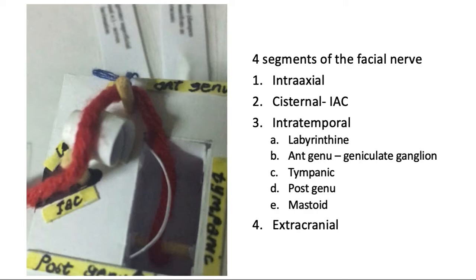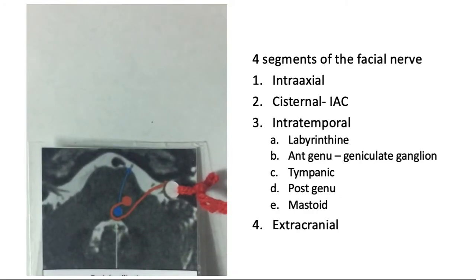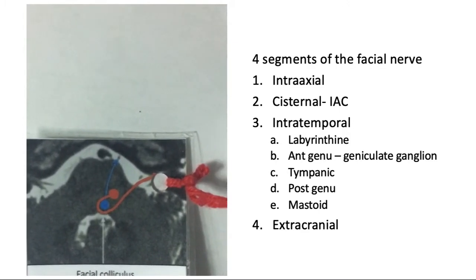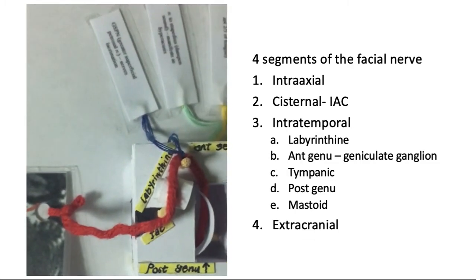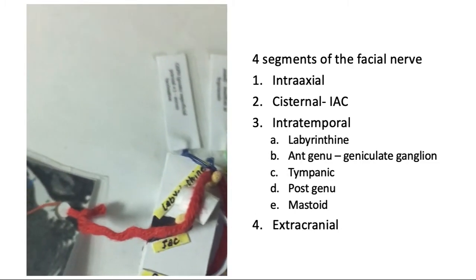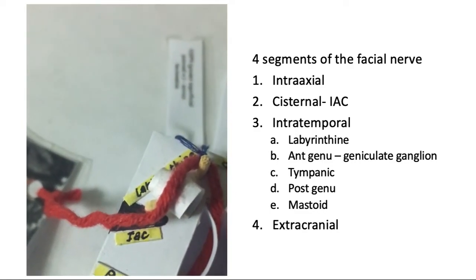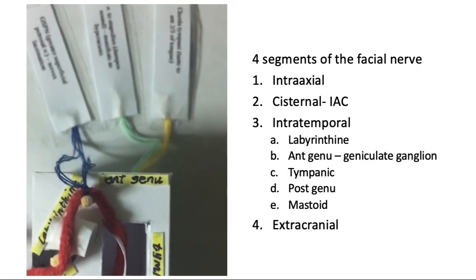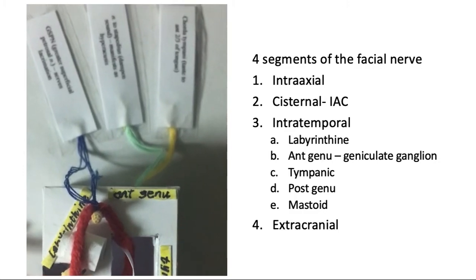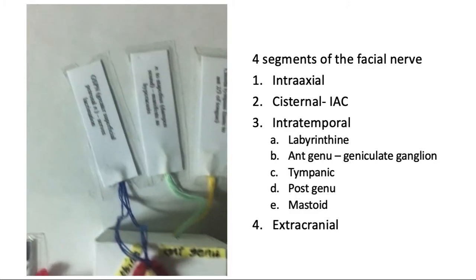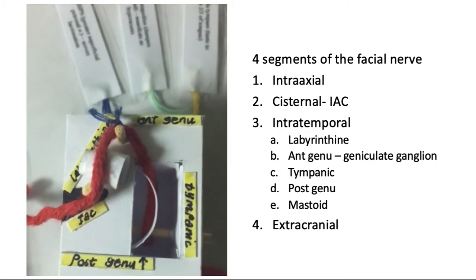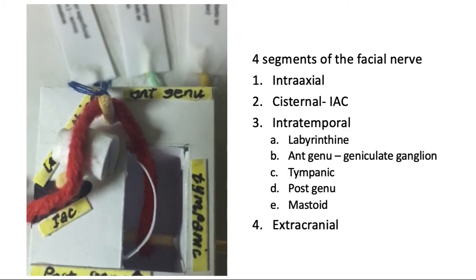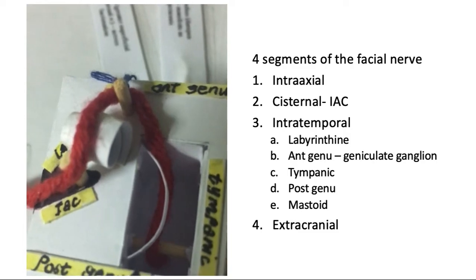So let's take a look again. Intraaxial, cisternal, enters the IAC, courses above the cochlea, called the labyrinthine segment, bends anteriorly. It bends in the anterior genu, giving off the greater superficial petrosal nerve at the geniculate ganglion, enters the tympanic cavity under the lateral semicircular canal, and produces a bend called the posterior genu.